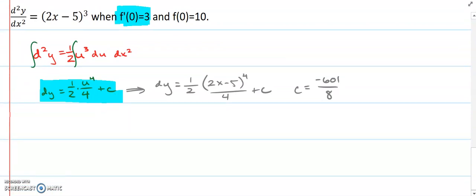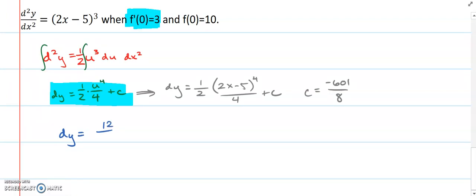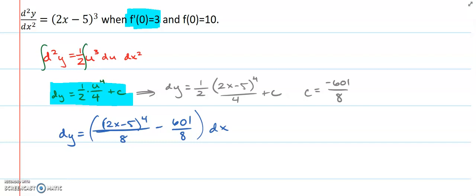We got 1 minute and 20 seconds left in this video, y'all. So let's keep this thing going. Now that we have a dy with the proper variables and the proper c, which I screwed up on originally, this thing says 2x minus 5 to the 4th power, all of that over 8 minus 601 over 8 dx. Remember, that first derivative got rid of one of the dx's. We still have another one to worry about at this point.